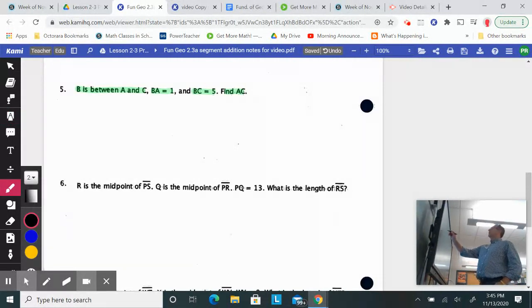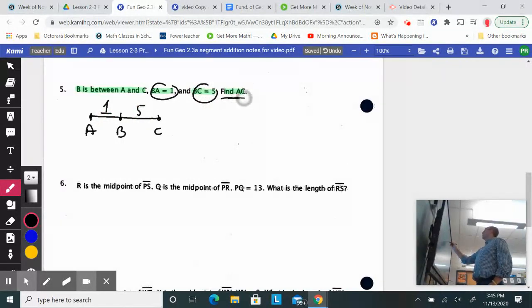B is between A and C. Let's draw a picture. So here's A, here's C, and B is somewhere in between. We don't know. It doesn't say if it's in the middle. It does not say midpoint. If it said midpoint, it'd be right in the middle. So somewhere there. We do know from B to A is 1. So from B to A, that distance is 1. From B to C, that distance is 5. We're supposed to find A to C.